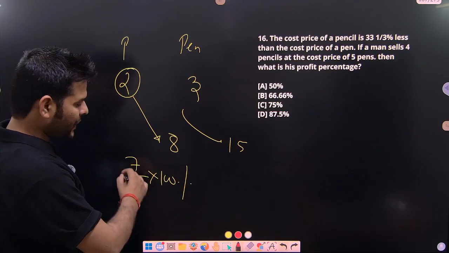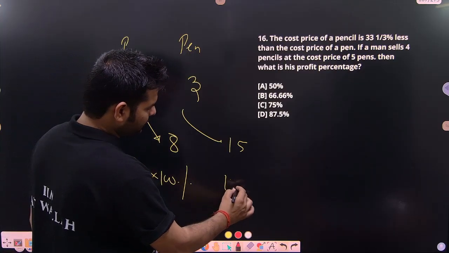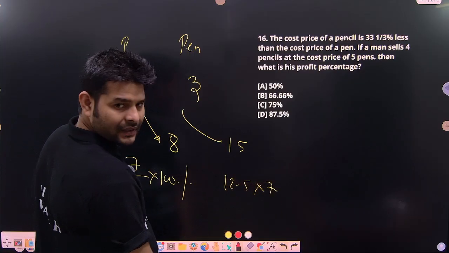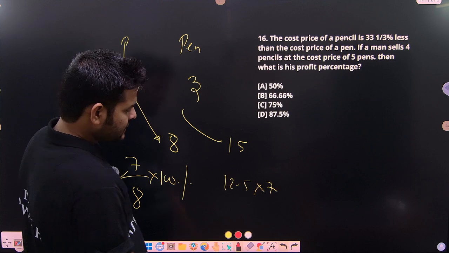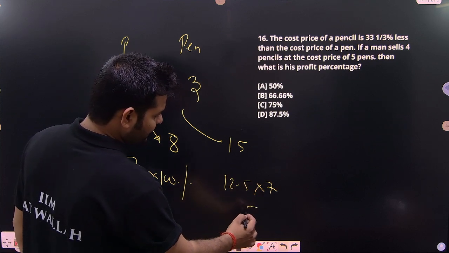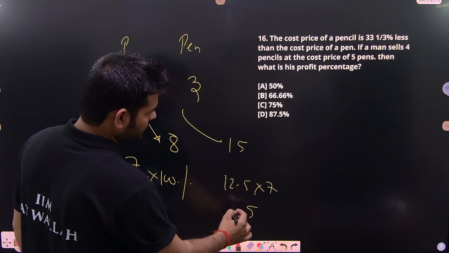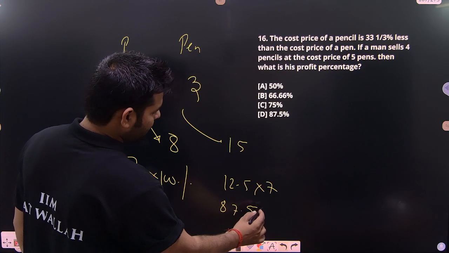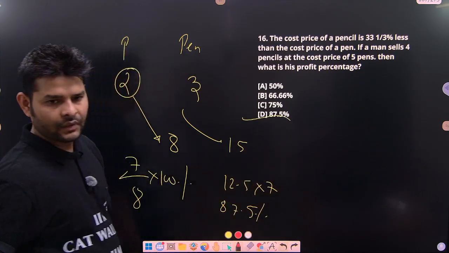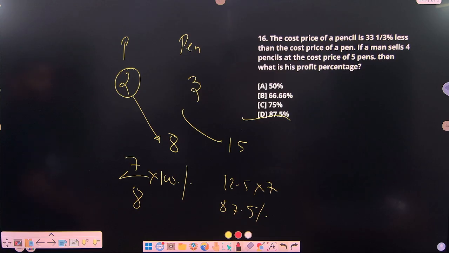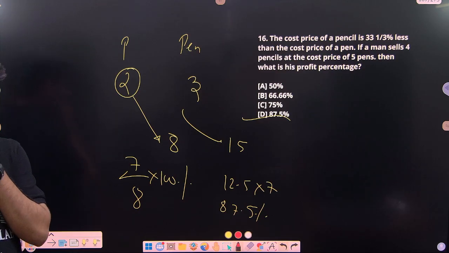If you calculate 1 upon 8, 1 upon 8 is 12.5. Multiply by 7. 7 into 5, 35, 27. That would be the answer. Okay, the next one that you want to ask.